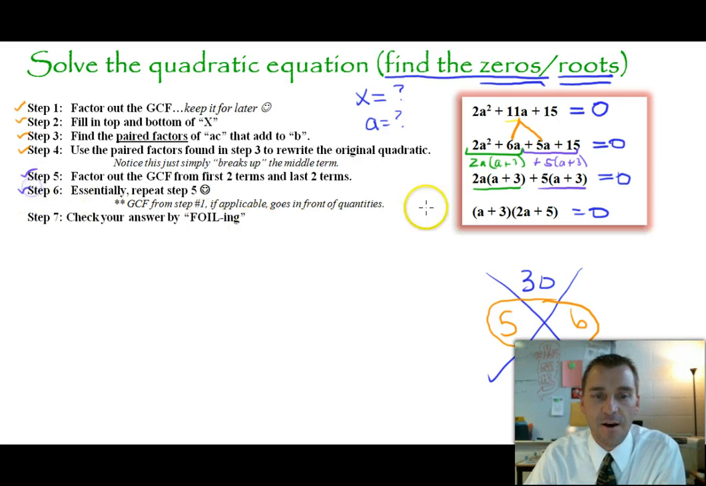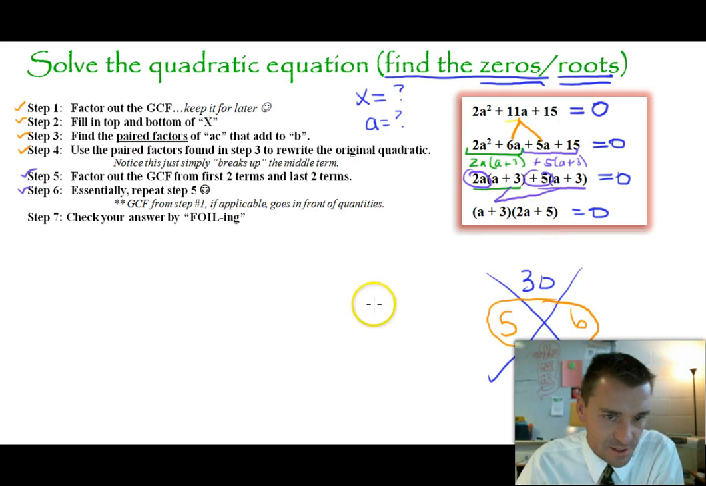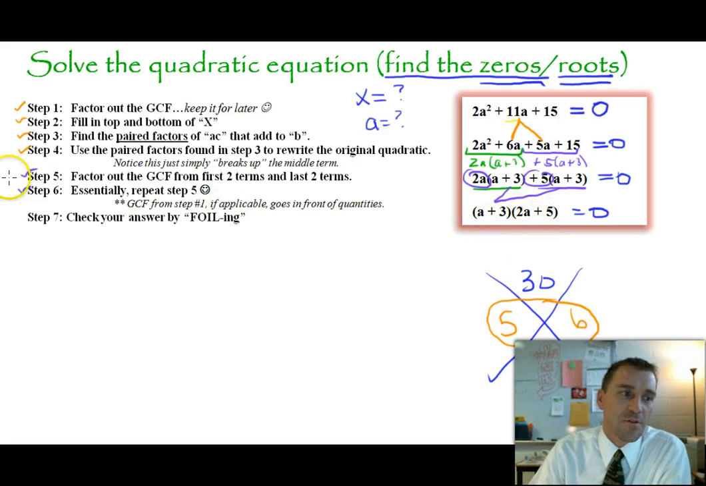Step number 6, I now finally get this thing, and I take the a plus 3 and put it in the first parentheses. Beautiful. And I take what remains, the 2a and the plus 5, and I put it in the second parentheses. That is beautiful. So that is all of the steps, and then we do step number 7 to check it.